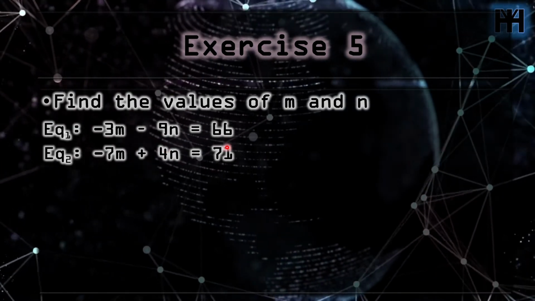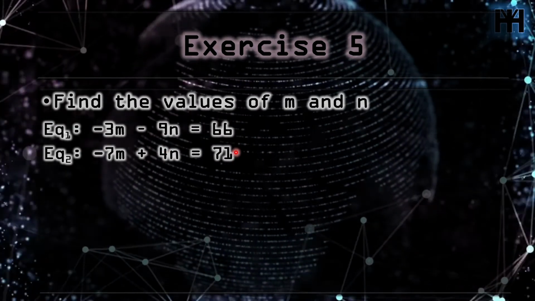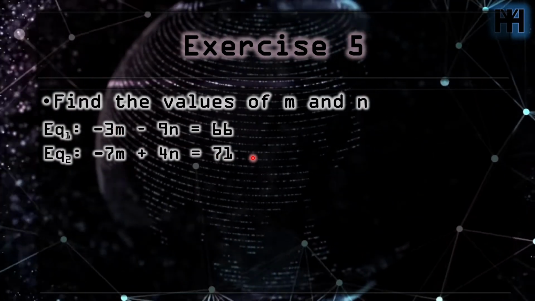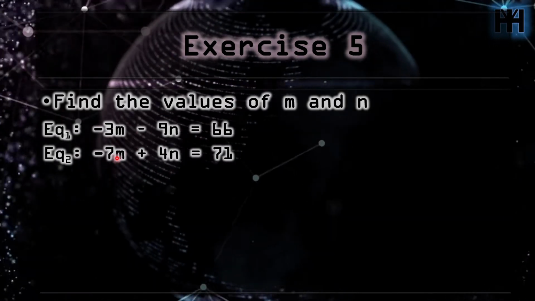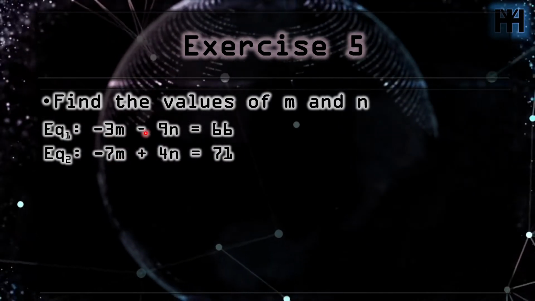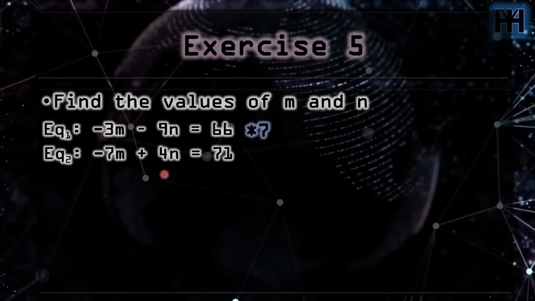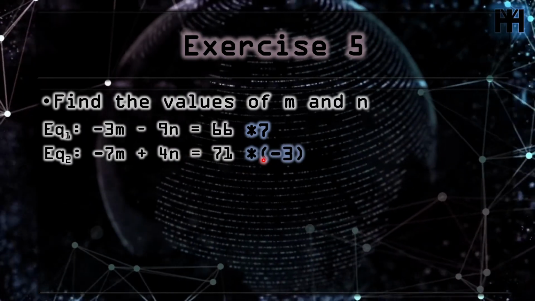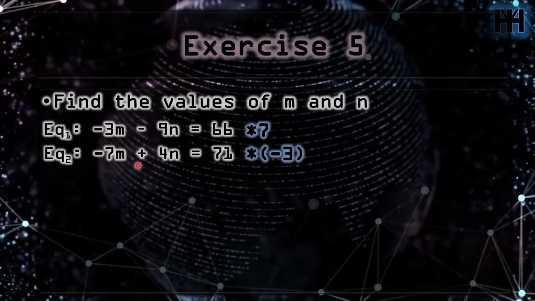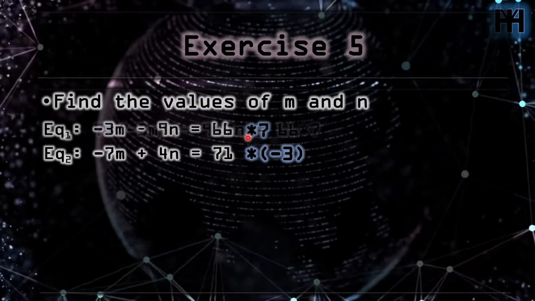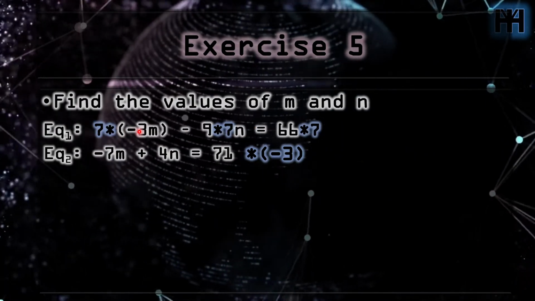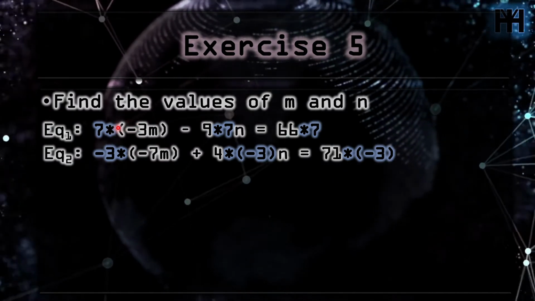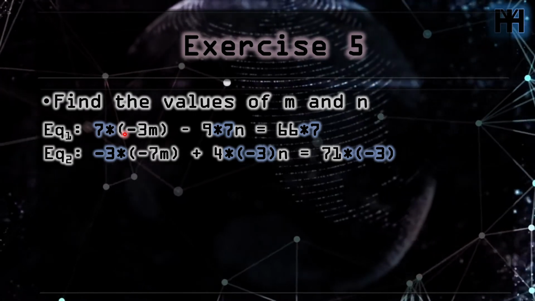We can multiply this equation by 9 and this equation by 4, or we can multiply this equation by 3 and this equation by negative 7, so we can eliminate the m or n. So let's multiply the first equation by 7 and the second equation by negative 3. We will eliminate the m this time, so we will have the same coefficient in m and can eliminate it easily.